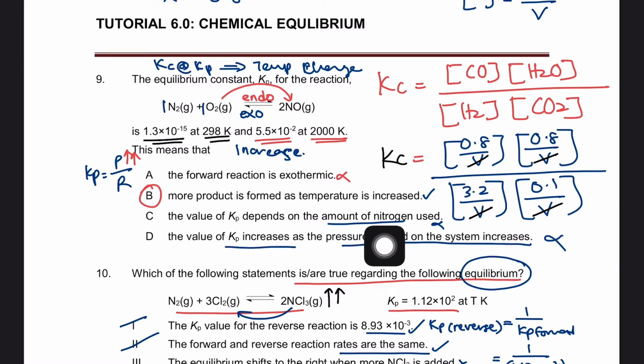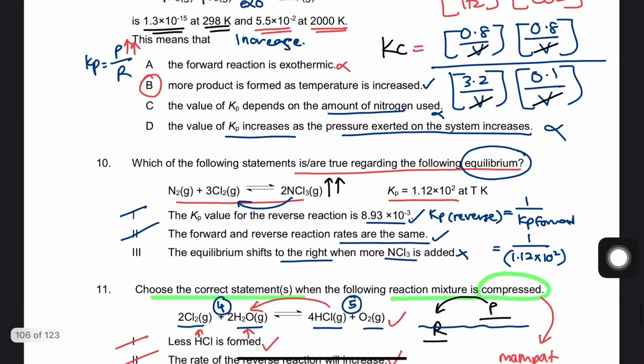And Kp depends on the amount of nitrogen used? No. Okay. And the value of Kp increases when the pressure is exerted on the system? No. We know that the equilibrium constant only changes when temperature changes, not on concentration and not on pressure. Okay, so the answer is B.